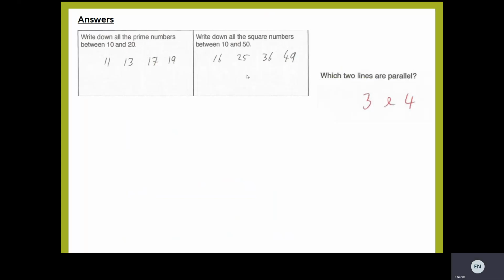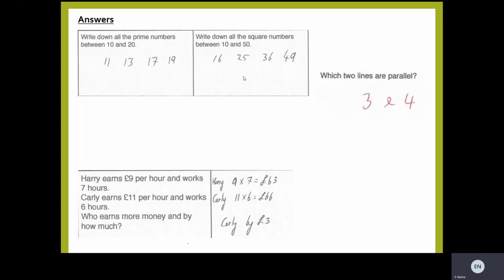Next question says we need to write down all the square numbers between 10 and 50. So you need to think to yourself, what is a square number? A square number is the result of you multiplying a number by itself. Example, if I did 4 times 4 equals 16, the square number there is the number 16. 16 is a square number because if I multiply 4 by 4, it will give me 16. Okay, right, next number.